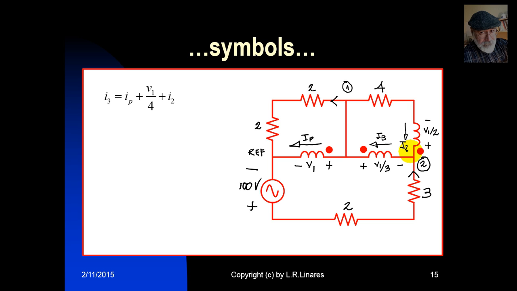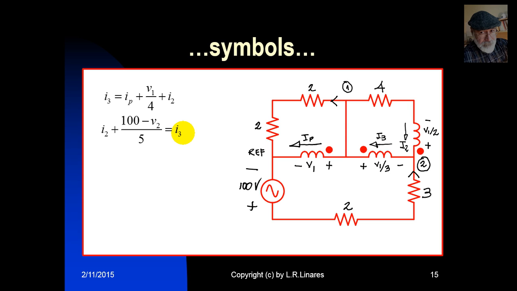KCL for node 2. Well, there is only one current leaving node 2, which is I3, and 2 currents going in. The one on the bottom, which is an RB branch, and the one on the top, that is I2. Currents entering the node is going to be 100 minus V2 divided by 5, plus the one from the top, which is I2, that is equal to I3, leaving the node. We have 2 KCL equations.